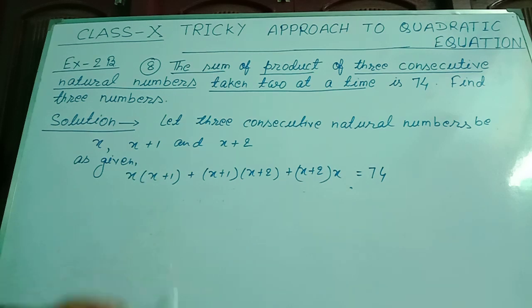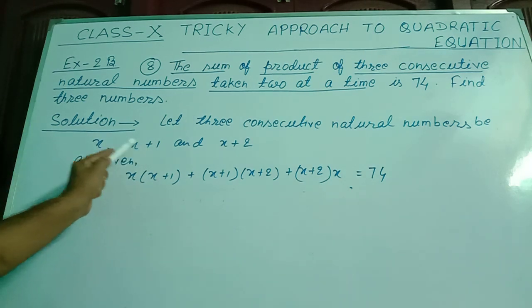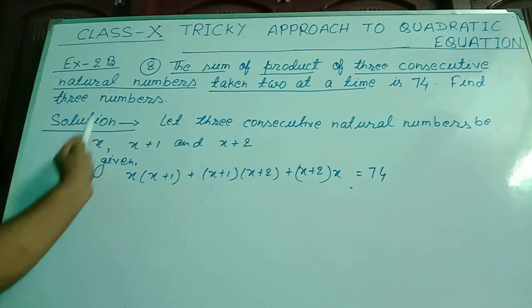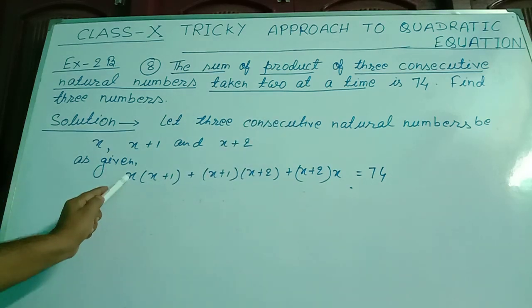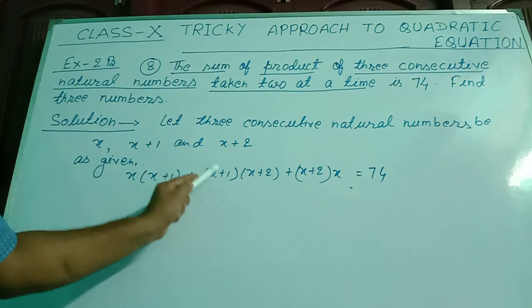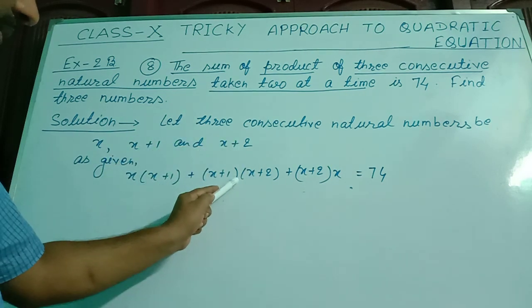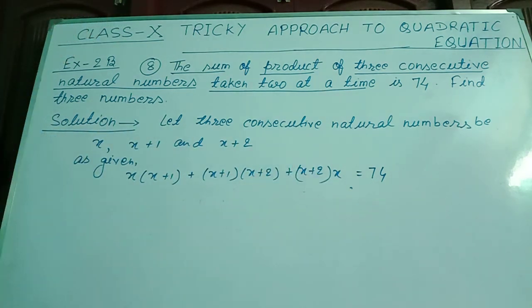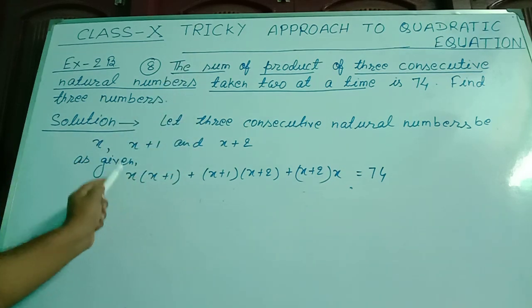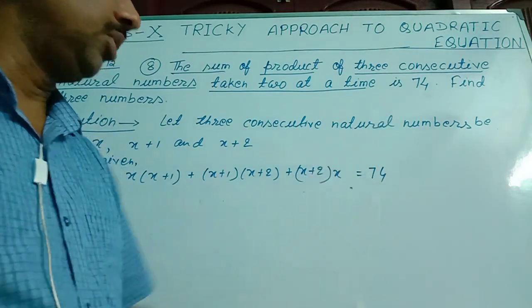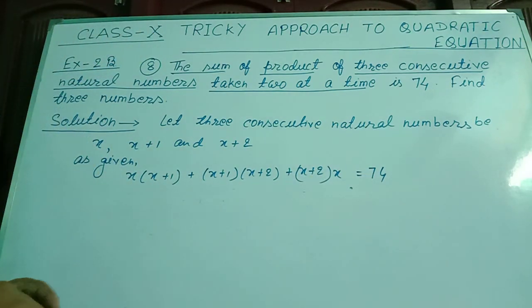Now these are taken two at a time, which means this will be written with this in the form of a product, this with this, and this with this. So I wrote here x into x plus 1, x plus 1 into x plus 2, and x plus 2 into x. Overall, the sum of these products is equal to 74. So all three are added, and that becomes equal to 74. Now we are asked to find these three numbers, so we will solve this equation.